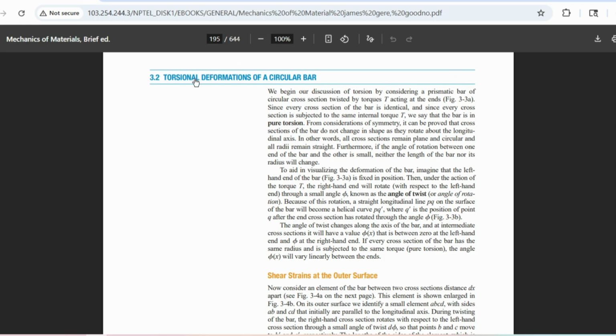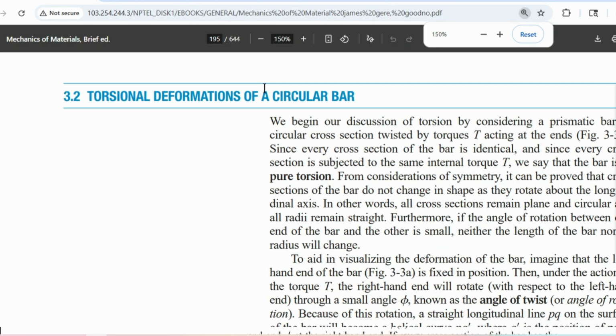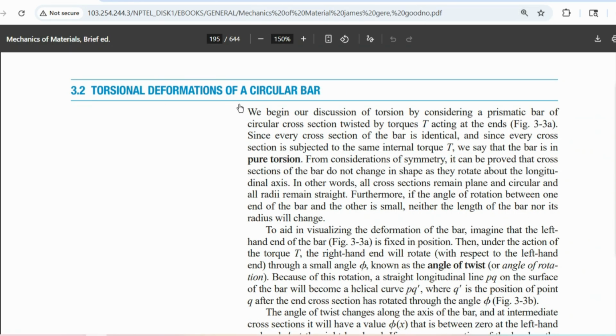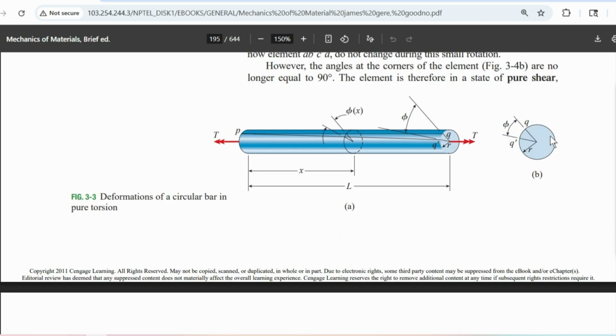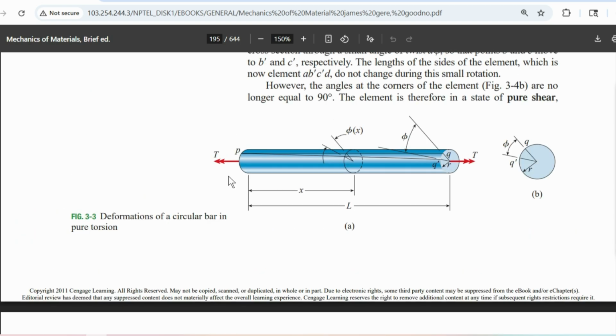Torsional deformations of a circular bar. We begin our discussion of torsion by considering a prismatic bar of circular cross-section twisted by torques T. Those are the torques. T is the moment or the couple, and they act at the ends. So we're going to see figure 3.38. Anytime you read text, it's very good to go right to the figure and see what we're talking about.